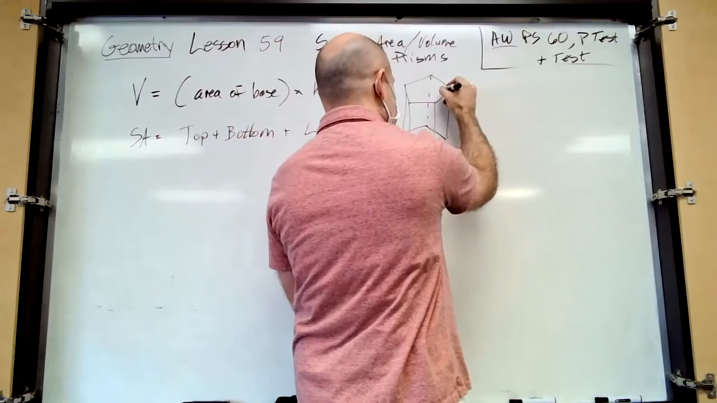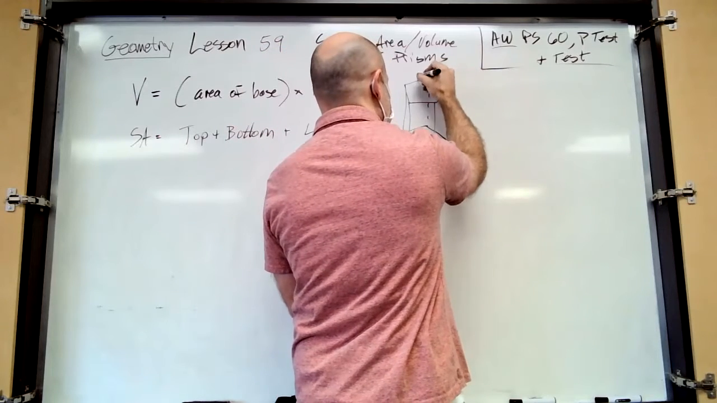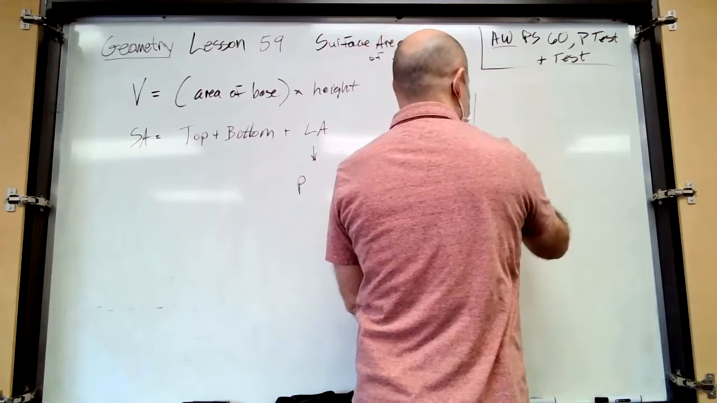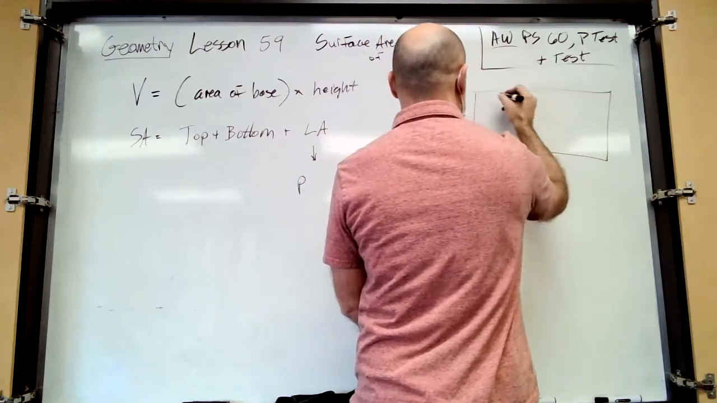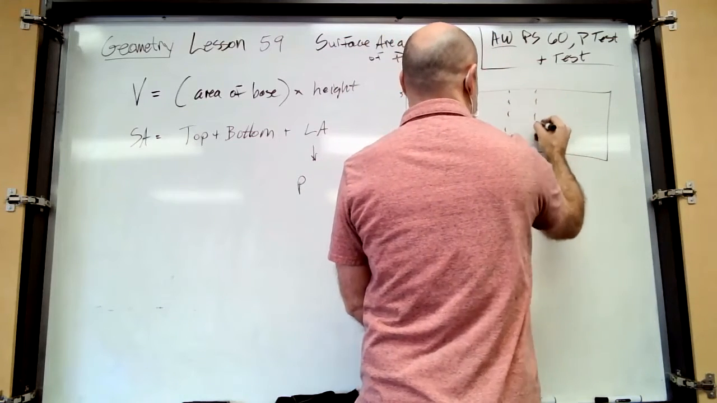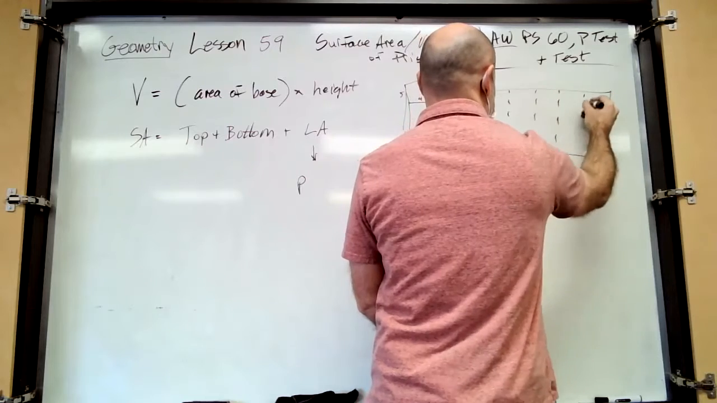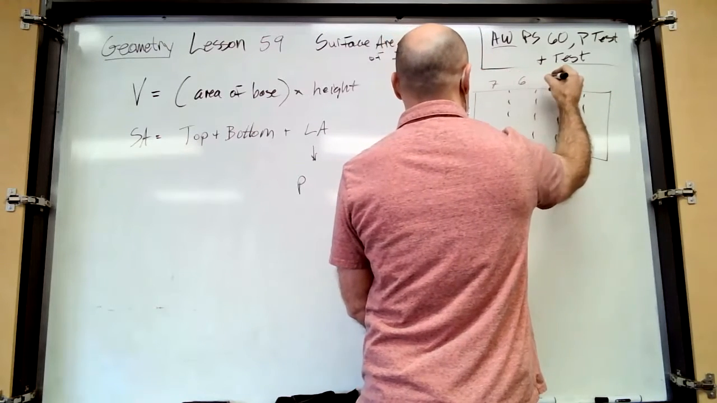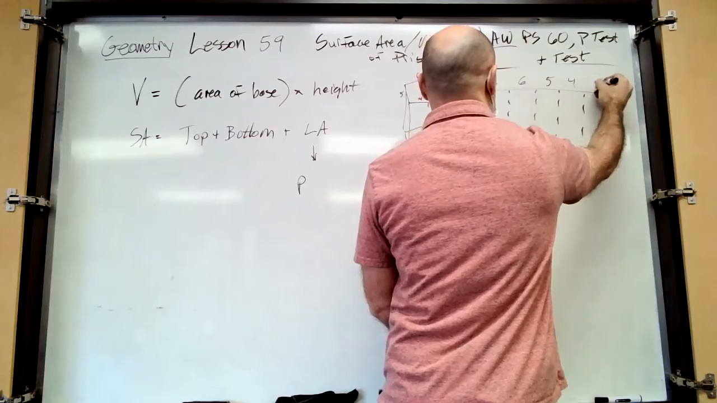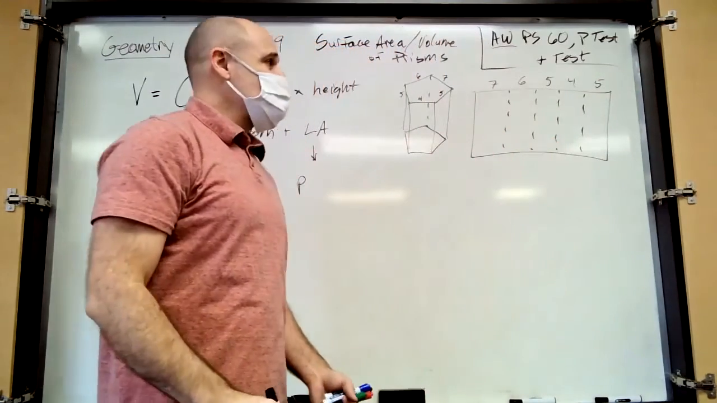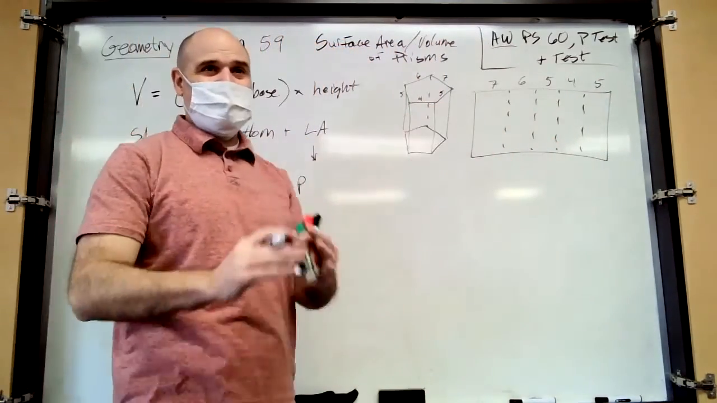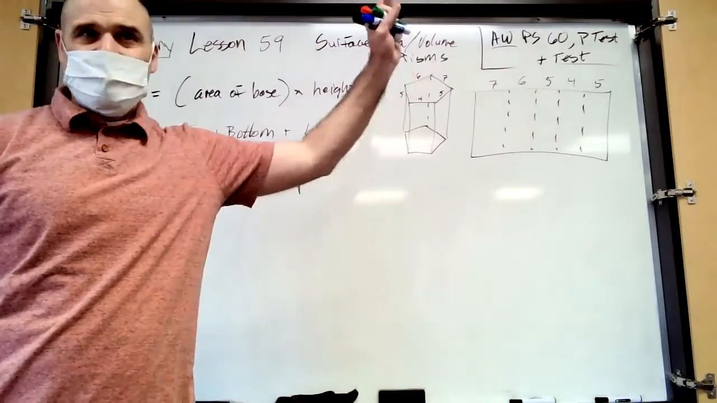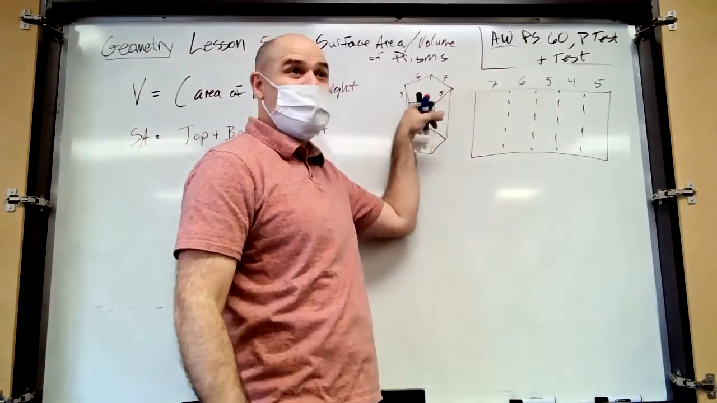So if this had some dimensions here, and if I unfolded this prism, it would be like a 7, 6, 5, 4, 5. So really, how do you find the area of that rectangle that wraps around the prism? Just length times width. What's that length? What's that called?